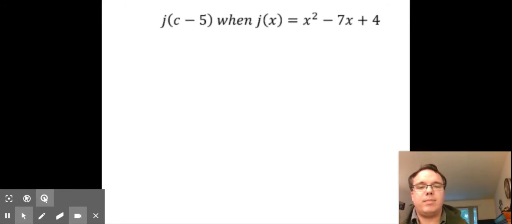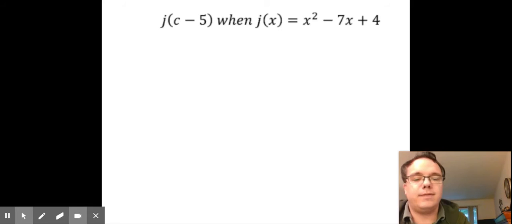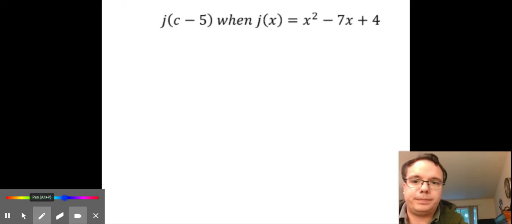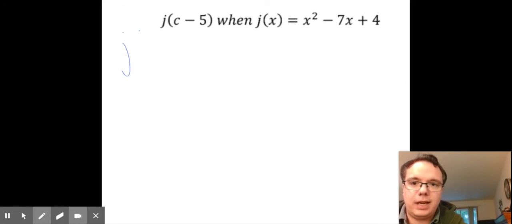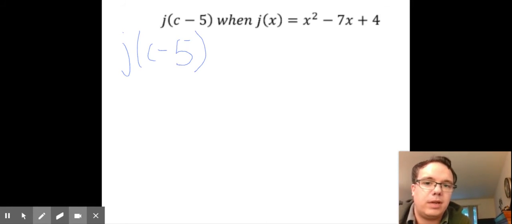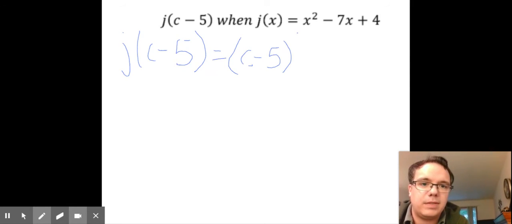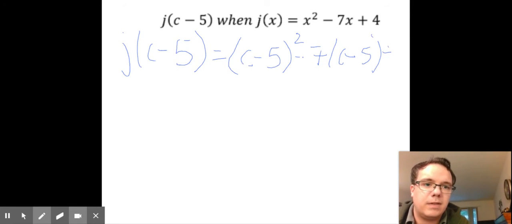All right, got one last example for you, and now we're going to find j of c minus 5 when j of x equals x squared minus 7x plus 4. So to find j of c minus 5. Now, so far we've only plugged in integers. This time we're going to plug in an expression, but it's the same idea. Every time we see an x, we're going to replace it with c minus 5. So I'll have c minus 5 squared minus 7 times c minus 5, and then I'll have plus 4.